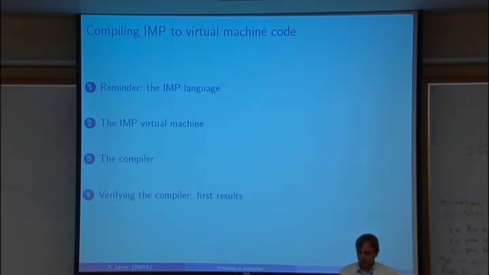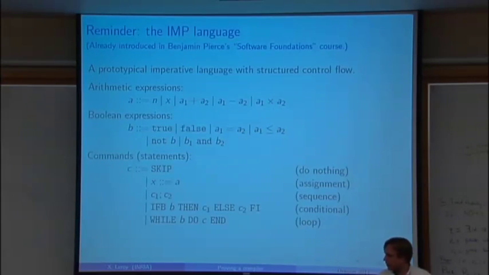With a short reminder on the IMP language that you saw in Benjamin Pierce's lecture. So it's basically a very simple imperative language that has a structured control flow. So there are commands like skip, that does nothing, assignment of an expression to a variable, the sequence of two statements, conditional, if some Boolean condition, then do C1, else do C2, and a while loop. While the Boolean condition B is true, do the command C.